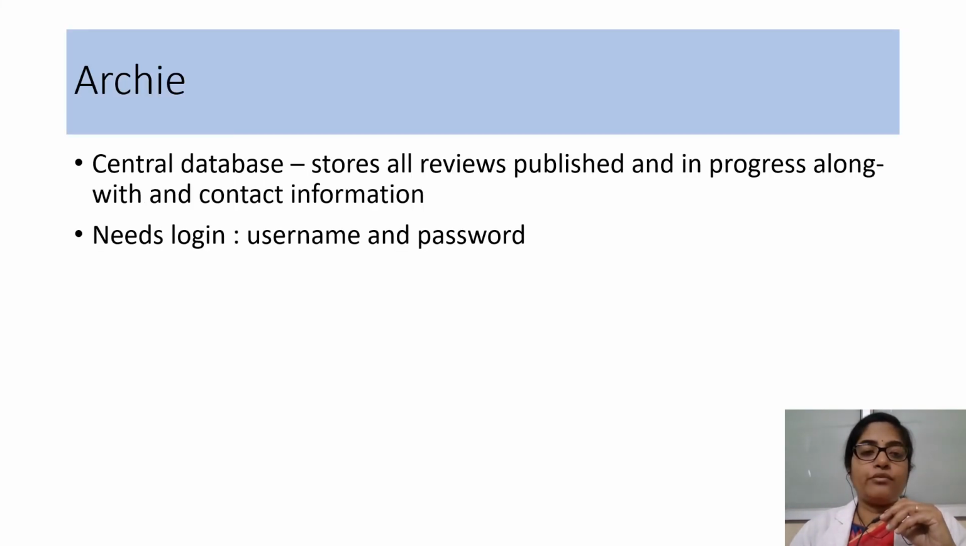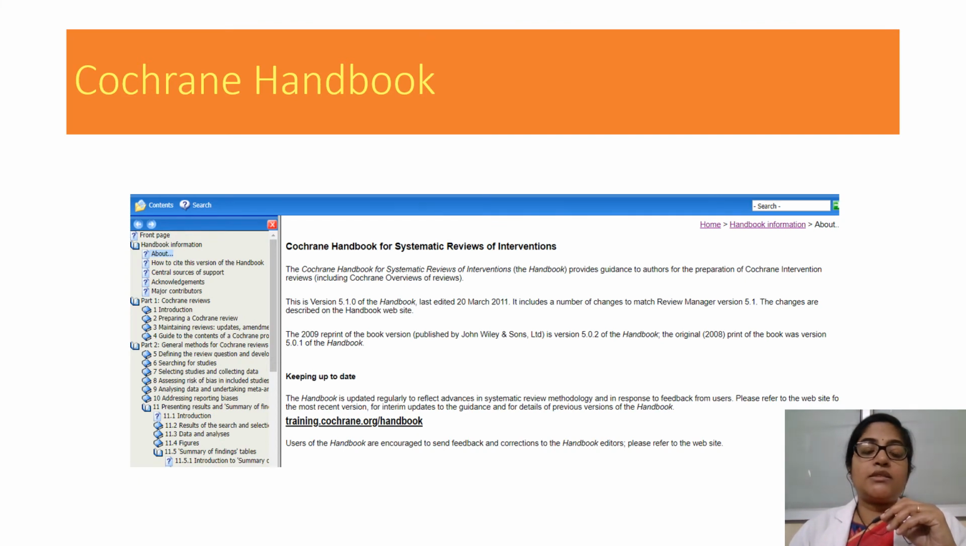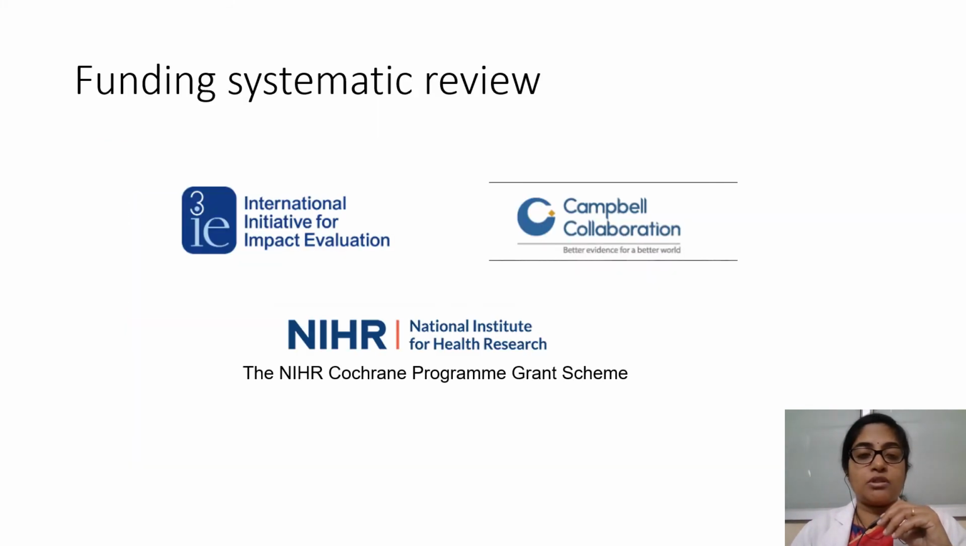There is another software called Archie. It is a central database that stores all reviews published and in progress, along with contact information. It needs a username and password. There is something called the Cochrane Handbook, which is very important and should be with all of the investigators who are doing a systematic review. It has various sections and various tools that are important in the systematic review process.